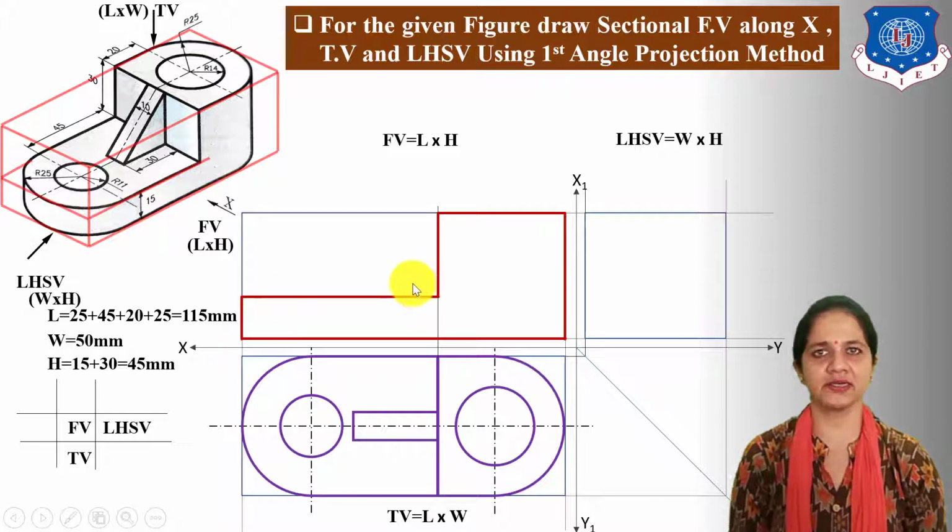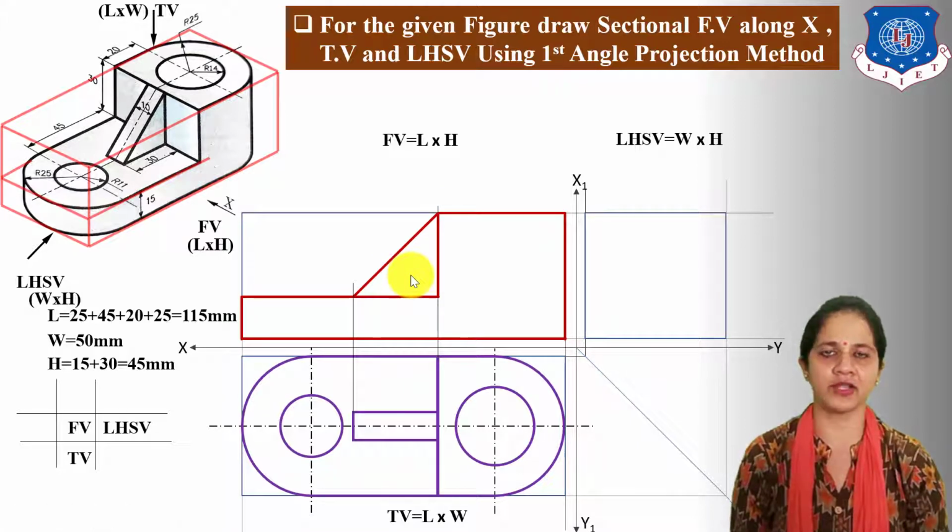Next, project the rib. Now from front direction, we cannot see width. So this point will be projected here and this point will be projected here. So take length projection of the rib from top view and connect these 2 points. Now this indicates the projection of the rib in front view.